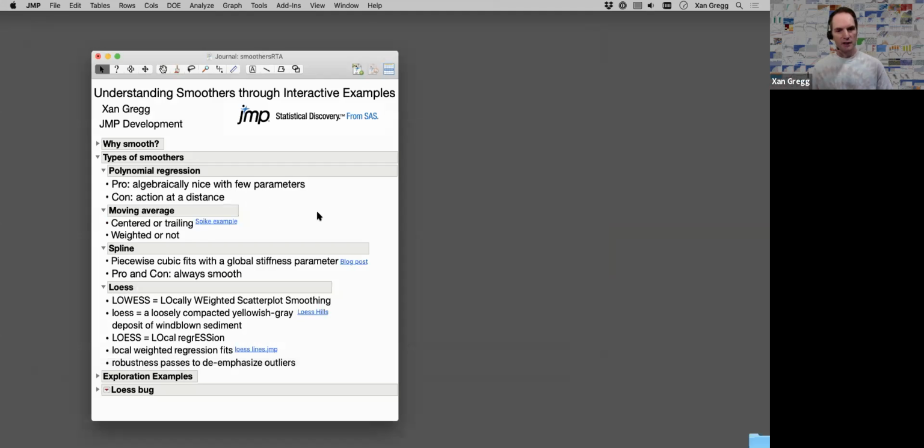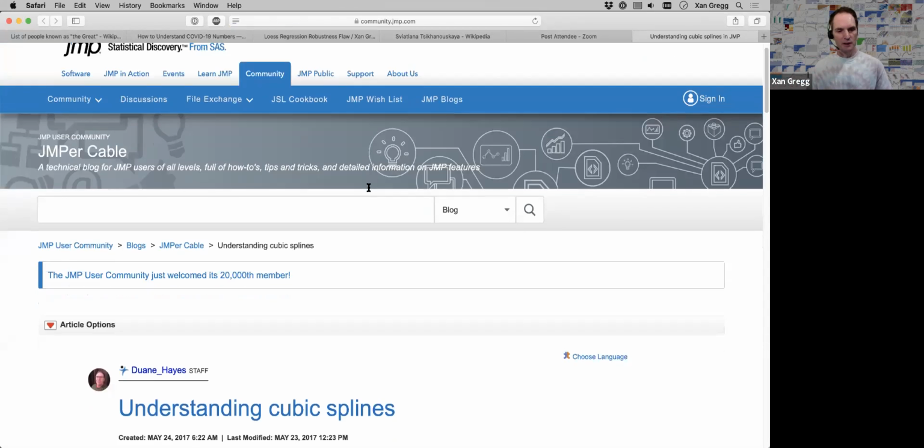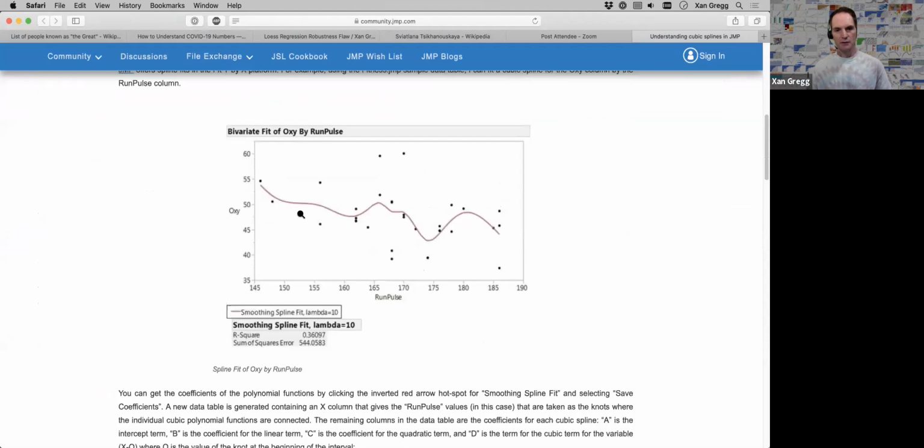Okay, so let's get into some fancier things, and the first one is a Spline Smoother, which is the default in JMP Graph Builder, and it's, I guess, my favorite since I've used it a lot. But it's basically a bunch of cubic fits that are all splined together. My colleague Duane Hayes did a blog post about it. So here's some data with a Spline Smoother applied.